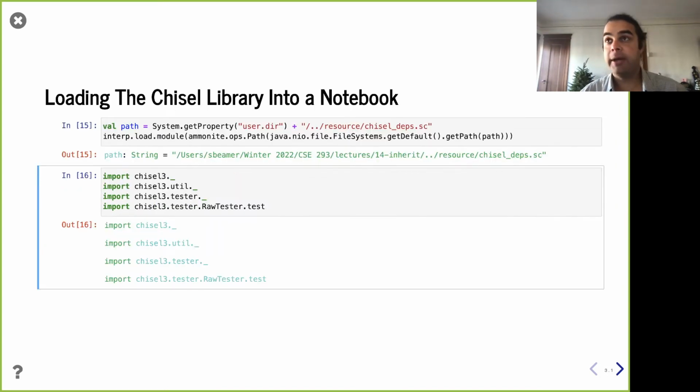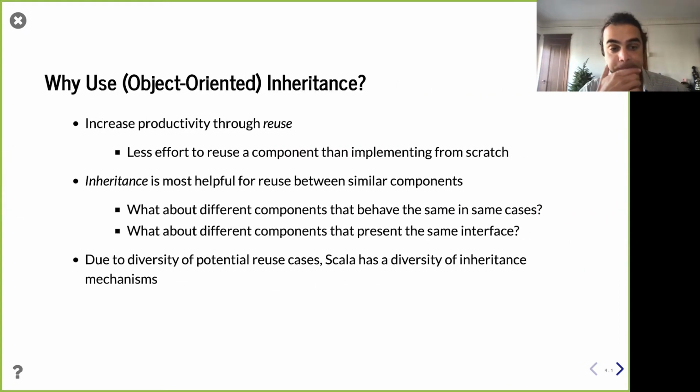So let's go ahead and load up a notebook. Cool. And so, yeah, why use inheritance? Or I should say, object-oriented inheritance. Well, really, it's a matter of increasing productivity through reuse, right? You can recognize that there are common components, then rather than rewriting them, I can write it once and share it, right? And you've already done that in your careers in programming.